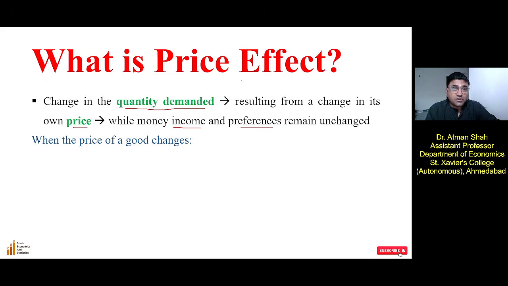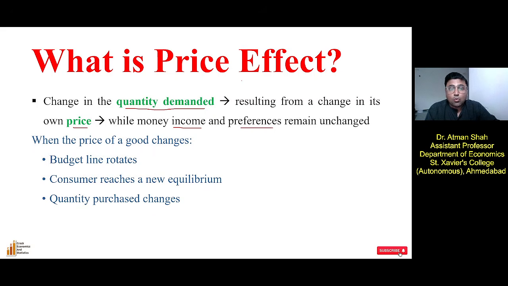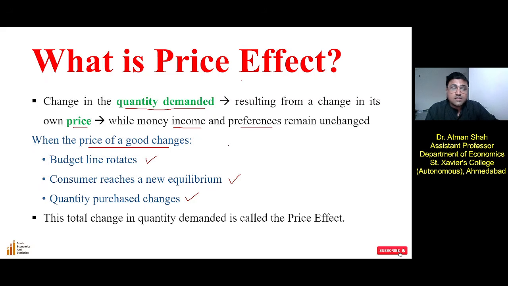So when the price of the commodity changes, the entire budget line rotates. It does not shift upward or downward, but it rotates. The slope of the price line changes. Consumer reaches a new equilibrium point and quantity purchased of the commodity also changes. So if the price of the commodity changes, we have these three effects. Budget line rotates, we have a new equilibrium point, and quantity purchased changes. So this total change in quantity demanded is called the price effect.